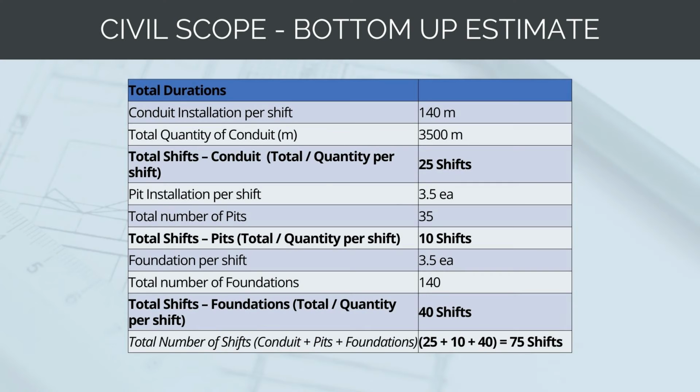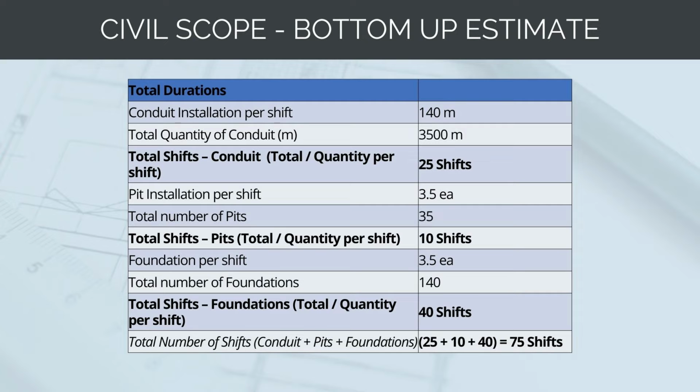So next, we want to convert these installations per shift to a total duration to complete the task. So for our total conduit quantity installed, we'll say is 3,500 meters. If we're doing 140 meters per shift, then we need 25 shifts to complete the conduit installation. If we've got 35 pits to install and we're doing 3.5 pits per shift, then 10 shifts for the pits. If we've got 140 foundations to install and we're doing 3.5 foundations per shift, then we need 40 shifts to do the foundations. Then we can sum these together to get 75 shifts.